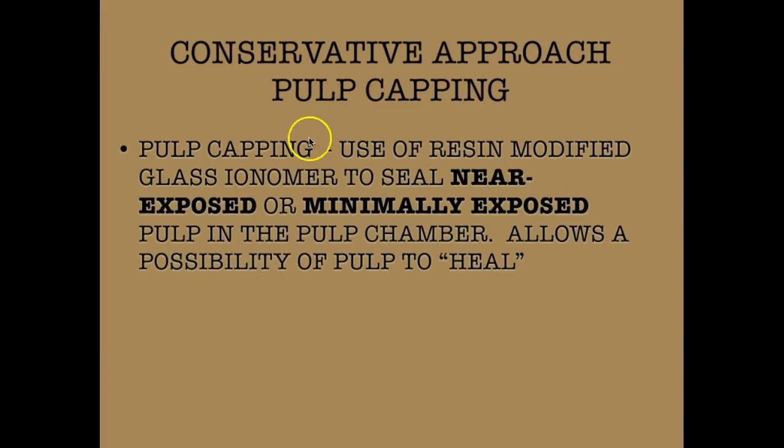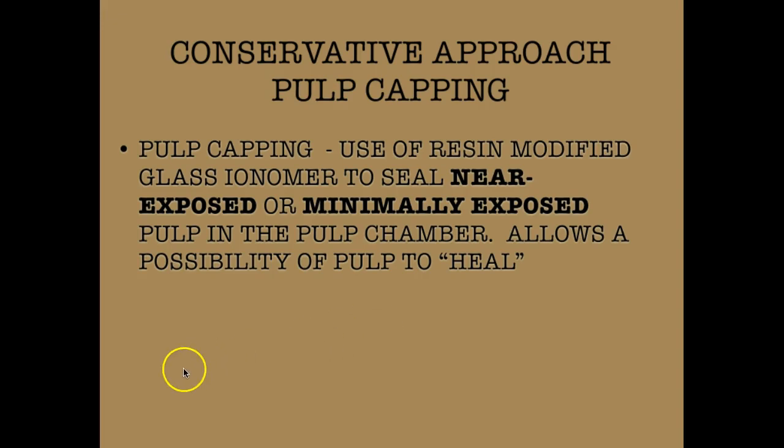The conservative approach of pulp capping is used when there is a near exposure or a minimally exposed pulp through the pulp chamber. When a dentist or an endodontist, a lot of times the GP, is removing decay, and the dentin at the floor of the pulp chamber has a pink hue to it, that would be considered a near exposure of the pulp. And a minimal exposure may be just an area where there's a little seepage of blood in the pulp chamber.